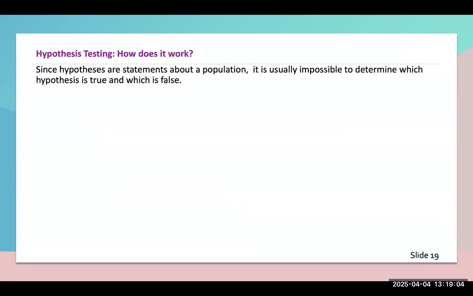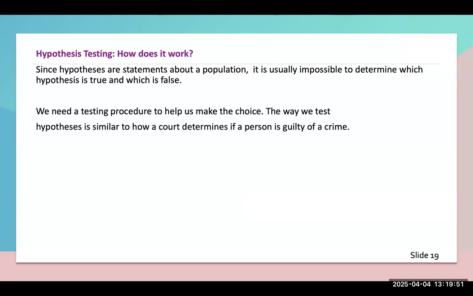Now, how does hypothesis testing work? We know that we have a null hypothesis and we have an alternative hypothesis. Our goal is to try to figure out whether the null hypothesis or the alternative hypothesis is true. Now, since hypotheses are statements about a population, and usually a population is very large, we cannot actually determine the population parameters. So it's usually impossible to figure out which hypothesis is 100% true and which one is 100% false. So we're going to develop a testing procedure.